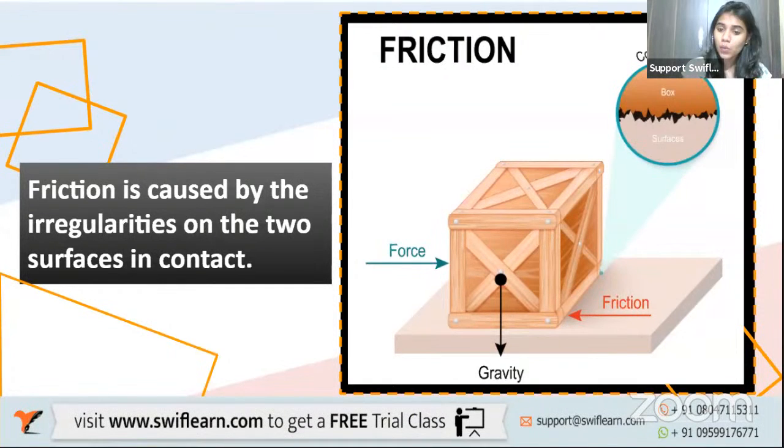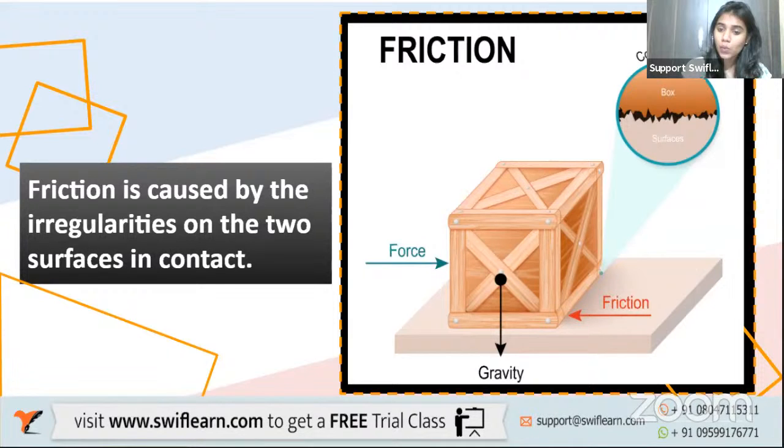Now, moving ahead, friction is caused by the irregularities on the two surfaces in contact. This is the cause of friction. Why is friction happening? It is because of the irregularities. When two surfaces are moving over each other, there are some minute irregularities, in some cases you cannot even see them with your naked eyes. That much minute irregularities are there.